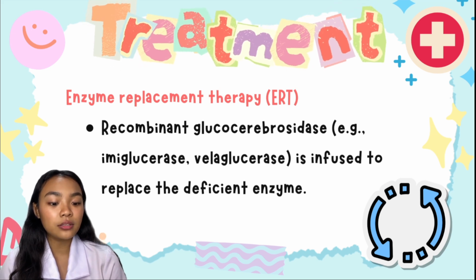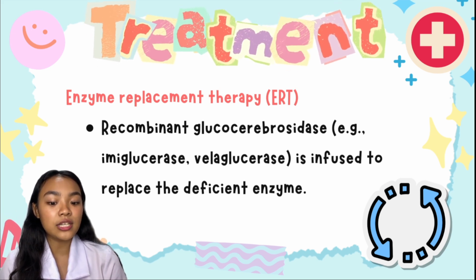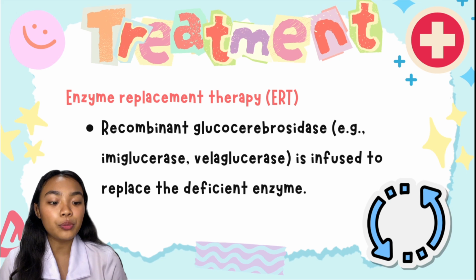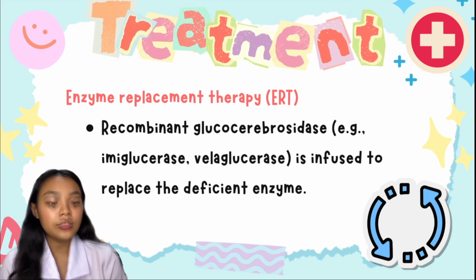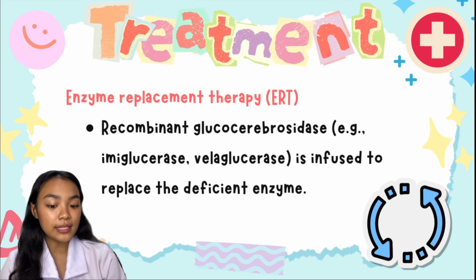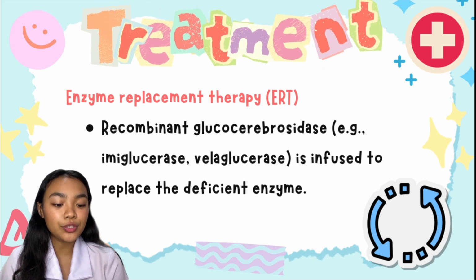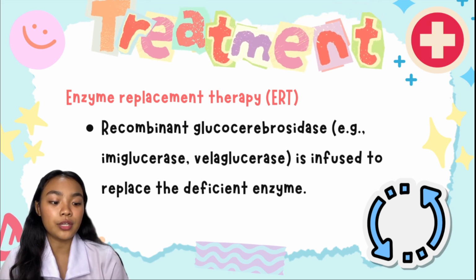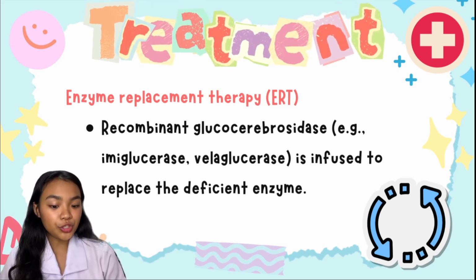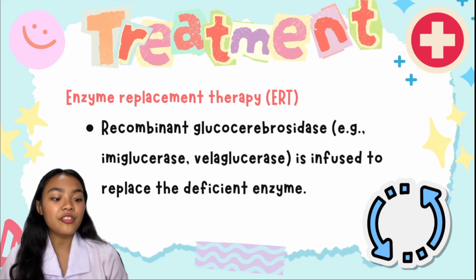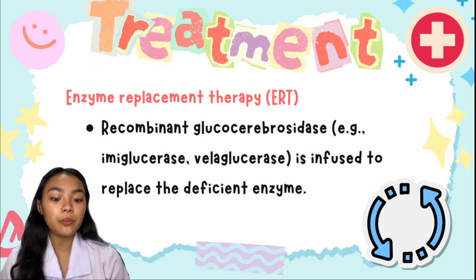In this treatment, doctors give a special enzyme through an infusion to replace the enzyme that's missing. Some common versions of these enzymes are called imiglucerase and velaglucerase. While this treatment doesn't cure the disease, it does make a big difference by helping people feel better.